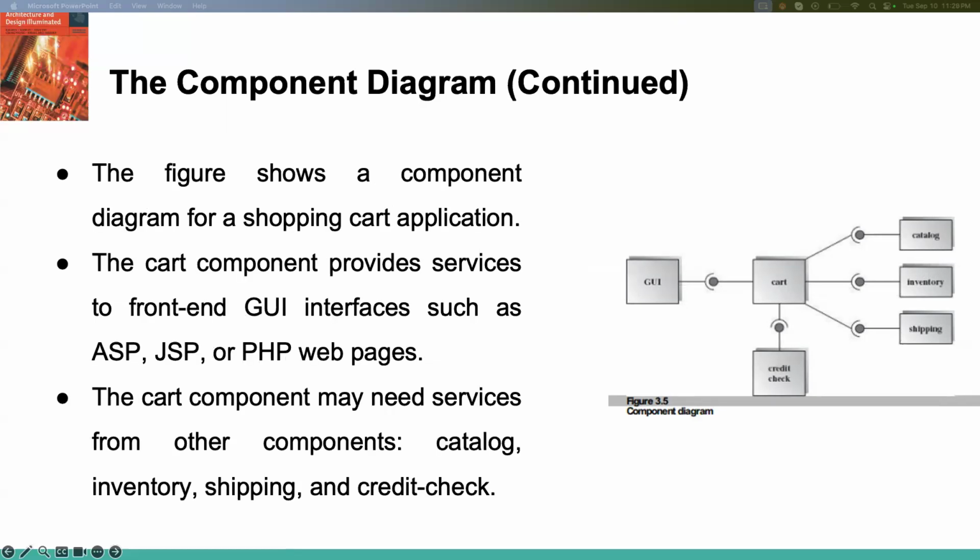The component diagram shows the structure of a shopping cart application. In the diagram, the cart component plays a central role, providing services to the front-end graphical user interface, such as ASP, JSP, or PHP web pages. The cart component is responsible for managing the shopping cart and providing services to the front-end pages. These services include adding items to the cart, updating quantities, and calculating the total for the checkout.